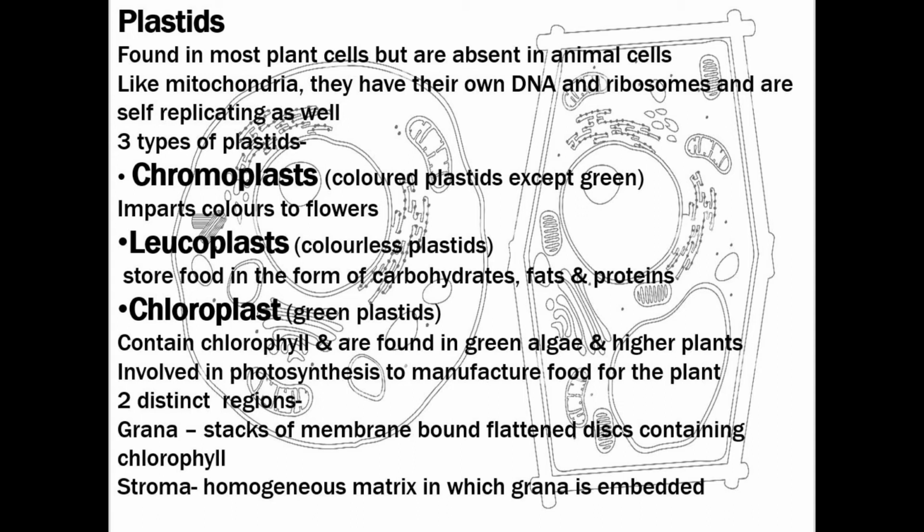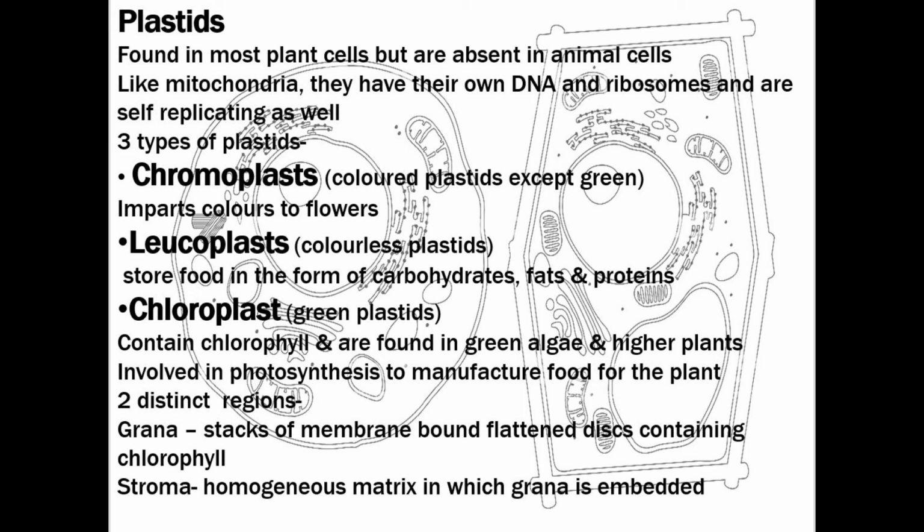There are three types of plastids. First is chromoplast. What is that? Colored plastids except green. It imparts colors to flowers. What I was telling you, plastids define the colors of a plant, of the flowers, of the leaves and everything. So chromoplasts define the color of the flowers. Leucoplast is a colorless plastid that stores food in the form of carbohydrates, fats and proteins. So leucoplast is essentially responsible for storing the food value inside the cell, which we get from the plant.